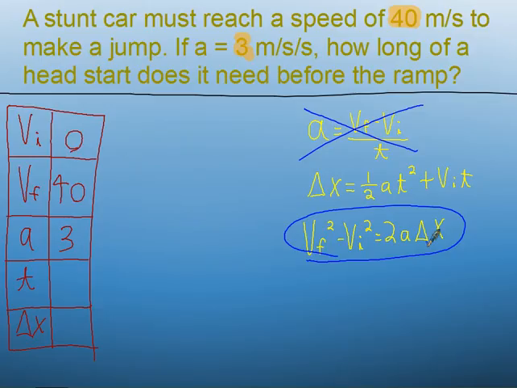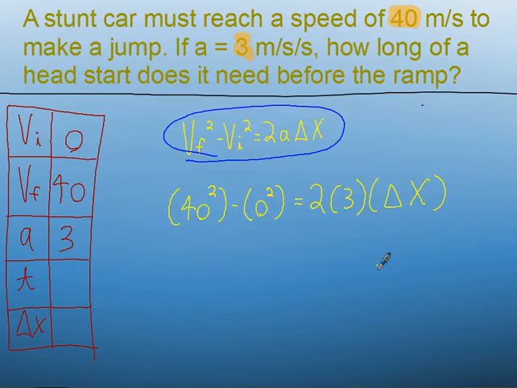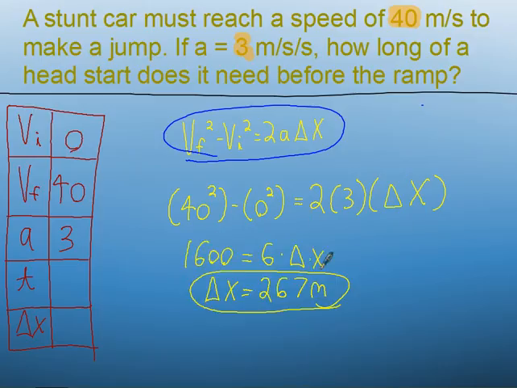After plugging in the values, I get this. Remember to throw parentheses on all your values to make sure you don't make any mistakes, just like on the last problem I showed you. That keeps things nice and safe. And if you work it out, it looks like the car needed about 270 meters of track in order to reach that much speed to make the ramp to make this jump.